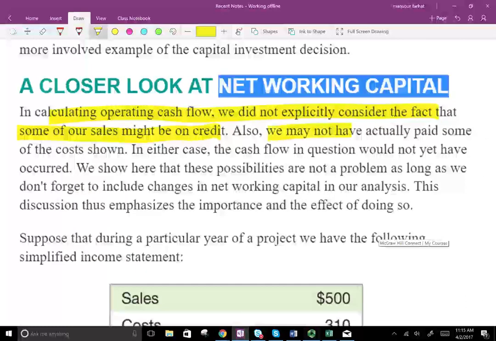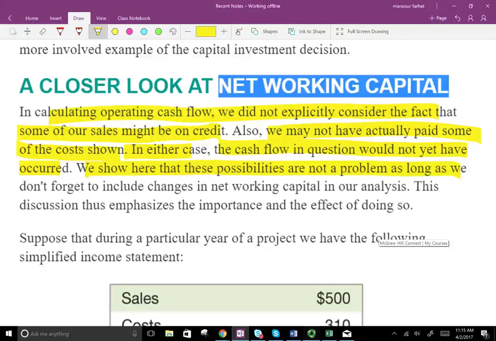So we did not explicitly consider the fact that some of our sales might be on credit. Also, we may not have actually paid some of our costs. When we incurred costs, we did not take into account that those costs are accrued. In other words, they're not paid now, they're going to be paid later. In either case, the cash flow in question would not yet have occurred. So there's no cash flow if we did not receive the cash or if we did not pay for the expenses. These possibilities are not a problem as long as we don't forget to include the change in net working capital in our analysis.